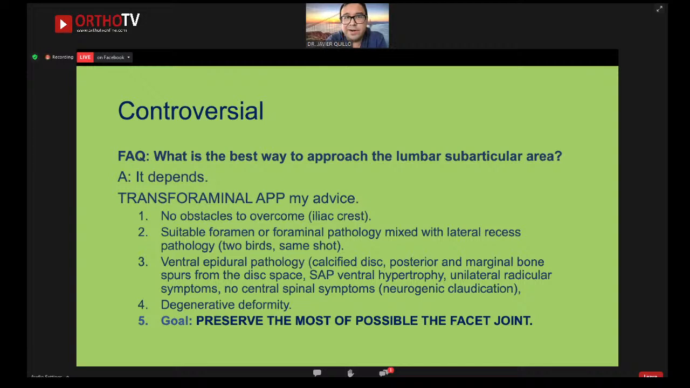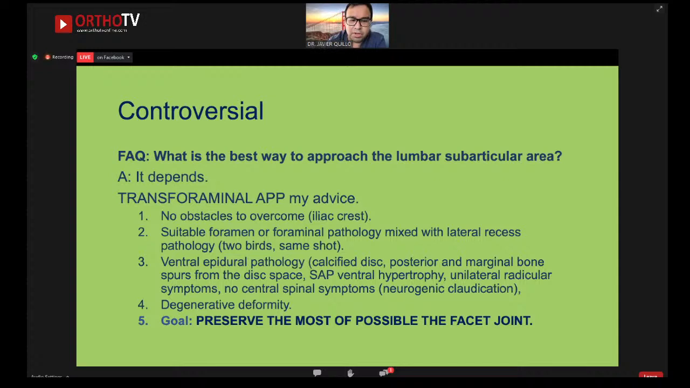This is the reality. However, if you have no obstacles to overcome, for example, a high iliac crest, or you have a suitable foramen, or foraminal pathology mixed with lateral recess pathology, you can approach two different birds with the same shot. Ventral epidural pathology, for example, calcified disc, posterior or marginal bone spurs from the disc space, hypertrophy of the subarticular process, unilateral radicular symptoms, no central symptoms, for example, patients with neurogenic claudication, or cases with degenerative deformity with specifically one radicular symptom, you can go with the transforaminal approach.